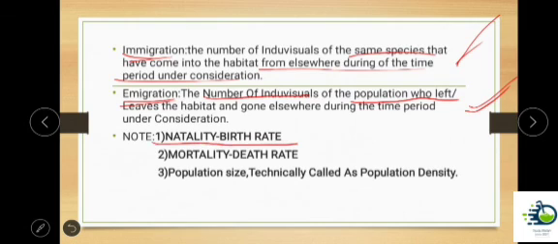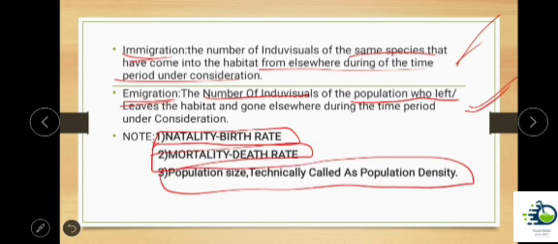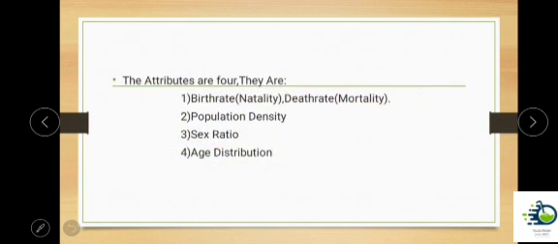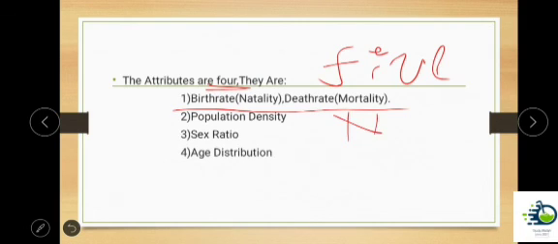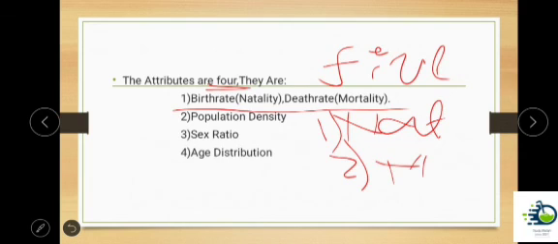Note that natality is the birth rate, mortality is the death rate, and the population size is technically called population density. The attributes are 4 in number, or 5 in number. If we write according to it, first natality, second mortality, like that we write, and it will become 5. I have taken 4 only.